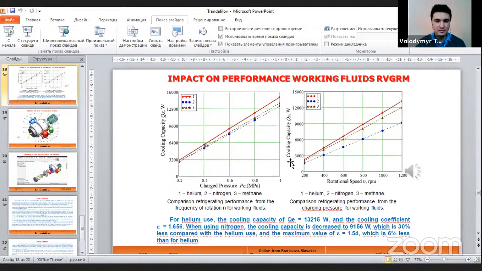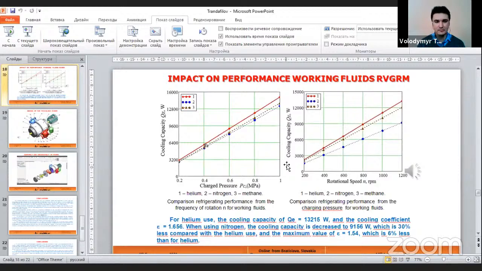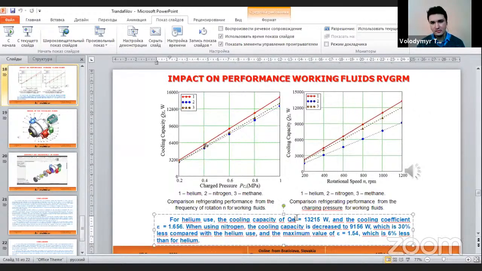In this slide, I have shown that when I use helium, it has a big cooling capacity compared to nitrogen and methane. It's a comparison for discharge pressure and rotation speed. As we can see, helium is the best of the other working fluids, and it has a bigger cooling capacity.